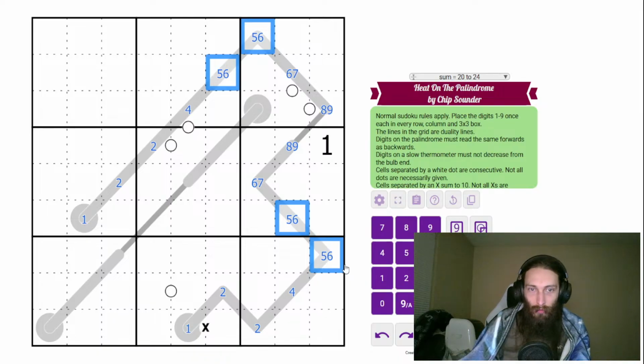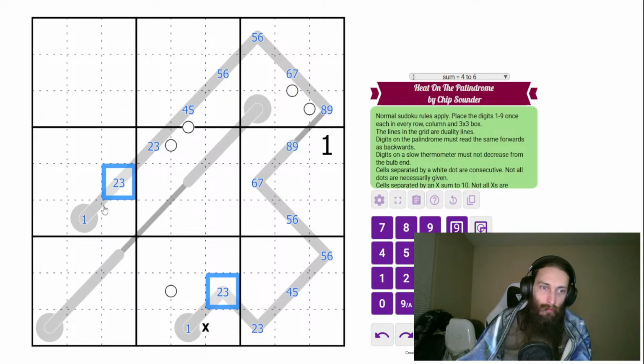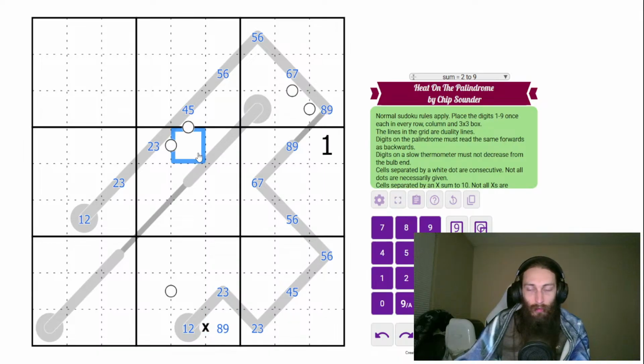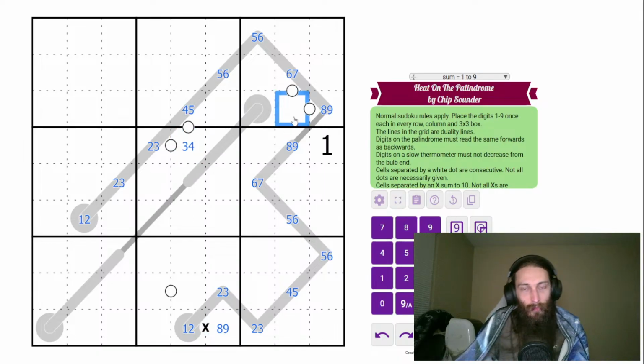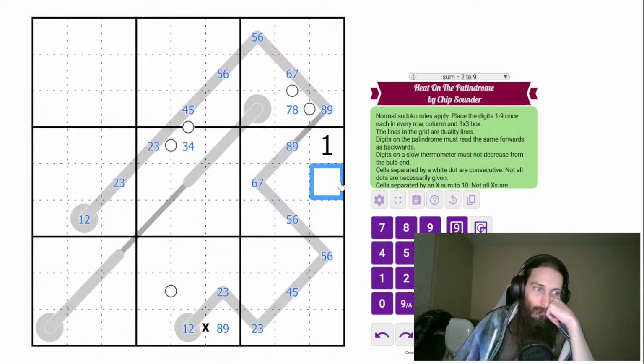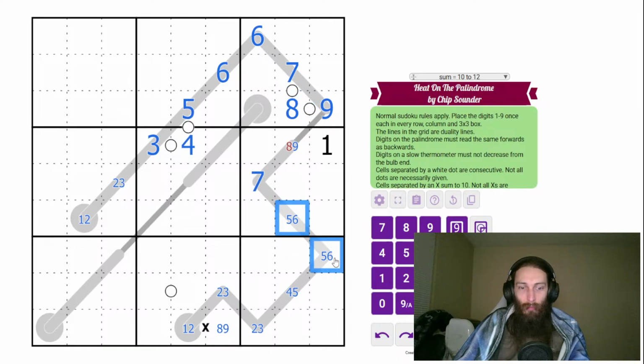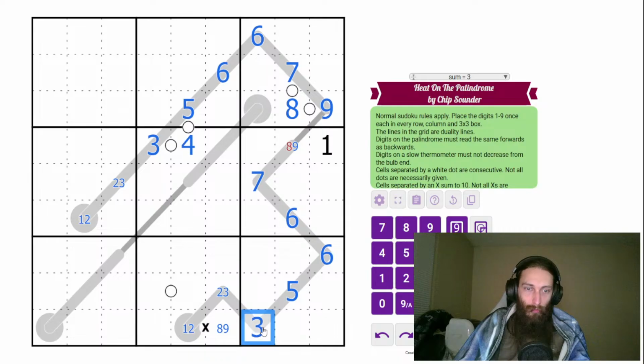5, 6. 4, 5. 2, 3. And 1, 2. Makes this 8 or 9. And this one 3 or 4. 7 or 8. Oh, but I can't do 2, 3. So that immediately makes that 3, 4, 5. 6, 6, 7, 8, 9, 9, 7. A pair of 6s, 5, a 3.